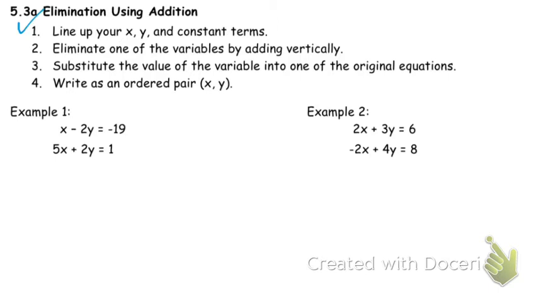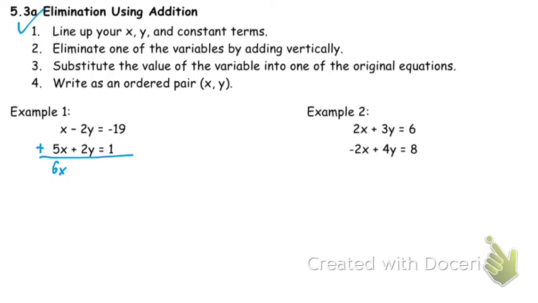Now we're going to eliminate one of the variables by adding vertically. I'm going to turn this into an addition problem. See how I drew that line underneath? The plus signifies we're going to be adding. Now, what is x plus 5x? We're adding the x's, up to down. x plus 5x is 6x.